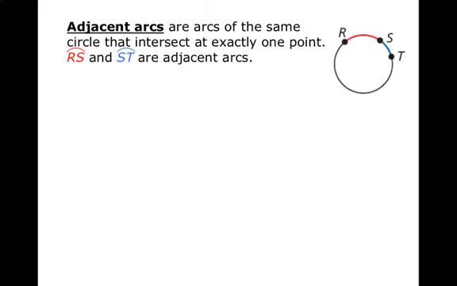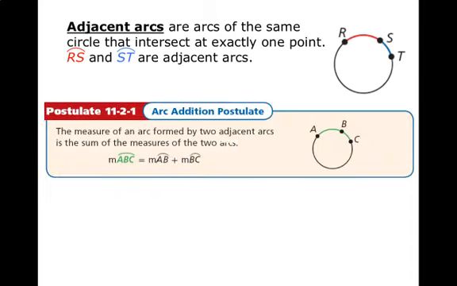Adjacent arcs are very similar to adjacent angles. Adjacent arcs are arcs that are right next to each other, as you see in the picture. Arc RS is adjacent to arc ST. They share point S, which can lead to arc addition. If we want to know the measure of arc ABC, we need to add the measure of arc AB and the measure of arc BC. You have seen this as well with segment and angle addition.